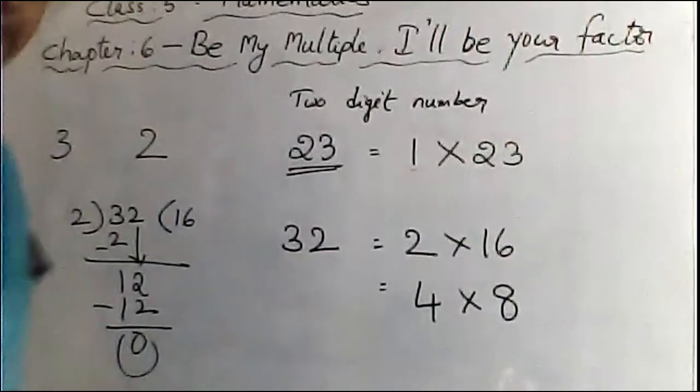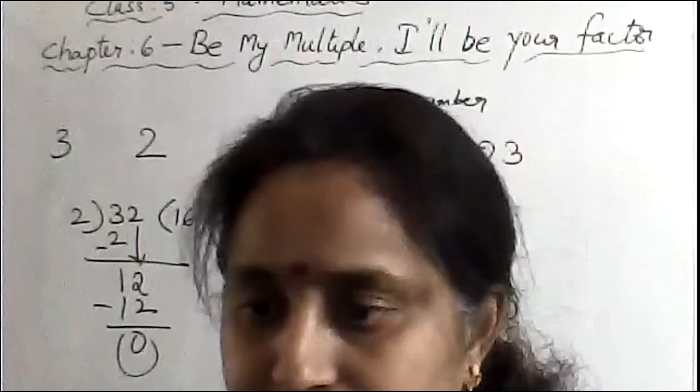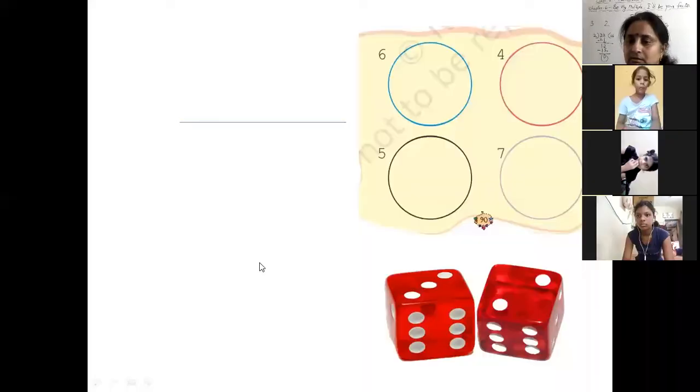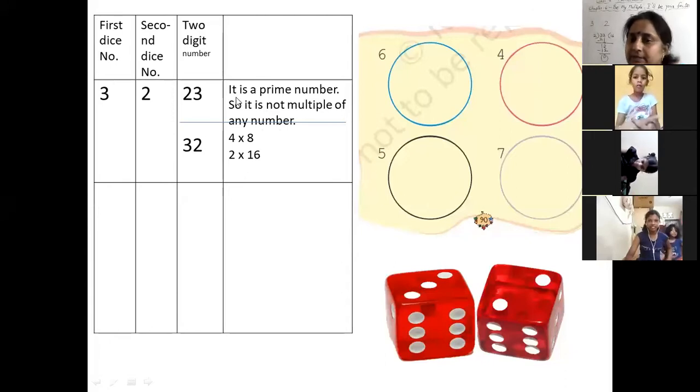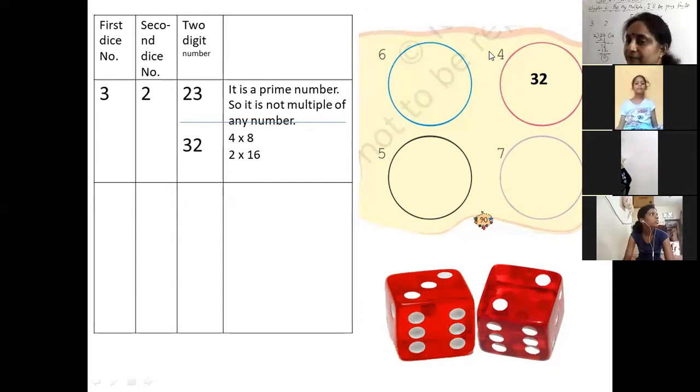So here we have some circles. Some circles are given for us, and we have to write the number in that circle. See here. 23 is a prime number, so it is not a multiple of any number. Here we have some numbers: 6, 4, 5, 7. It is not a multiple of any of these numbers. Now 32 is a multiple of 4, 8, 2 and 16. So here you have 4. Write the number in the circle of 4. You can write it in the fourth one, ma'am. It means 32 is a multiple of 4.